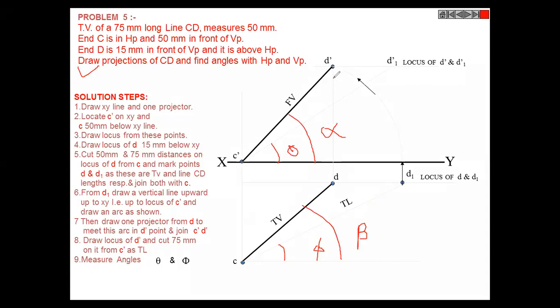Can you answer me? What is the location of D? Most of the answer is given already in your question only. Point D is 15 mm in front of VP and is above HP. So how much it is above HP, that you need to answer me. This much it is above HP. Clear or not? Is it clear to everyone?